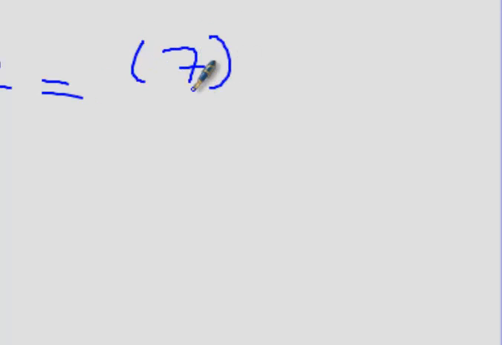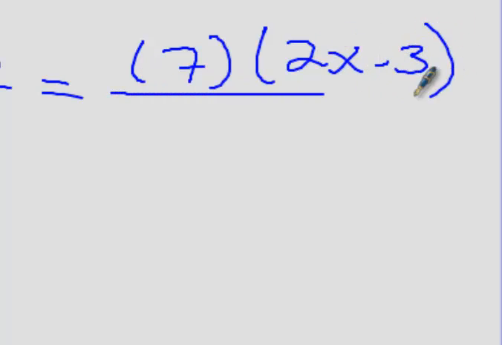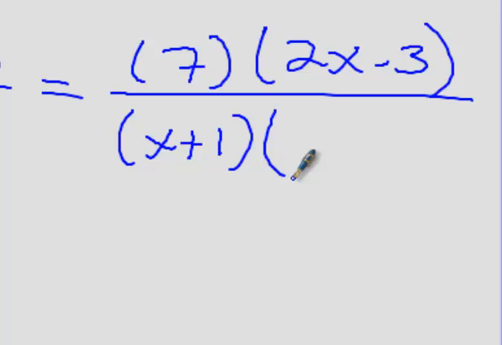Is there anything that I can factor out of 2x minus 3? Nope, so that's just 2x minus 3. Is there anything that I can factor out of x plus 1? Nope. So that's an x plus 1. Anything I can factor out of x plus 2? Nope. Okay, is there anything that I can do top to bottom to cancel to make things smaller? Is there anything that matches from top to bottom in parentheses? No. So all I can do to finish up is actually just multiply it out.